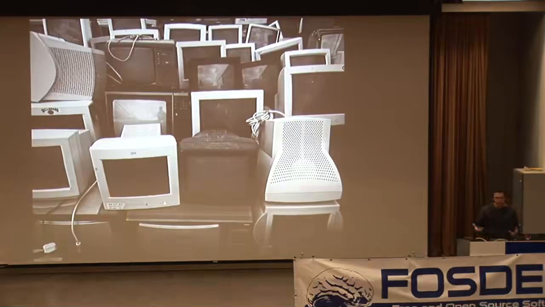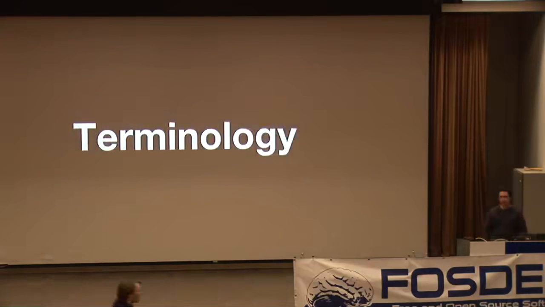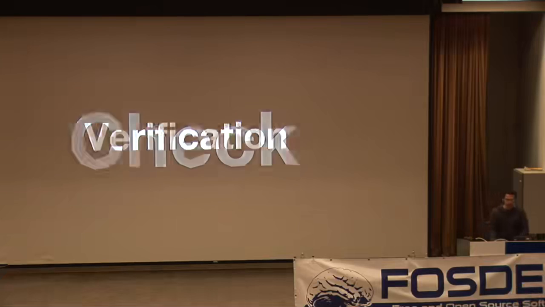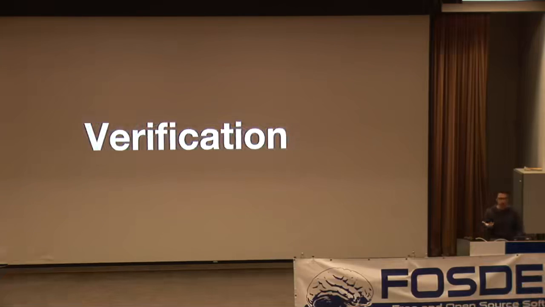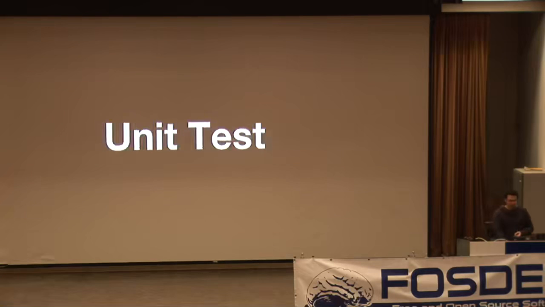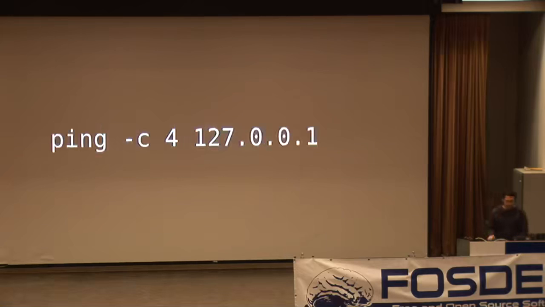So obviously this talk is going to be about monitoring, right? But first things first, we need to get some terminology out of the way so we're all on the same page. So we have the concept of a check, and a check's purpose is to perform some sort of verification or validation that something is working the way that you expect it to. Developers also know these things as unit tests. And this is an example check. It's very simple. We're just pinging 4 times.